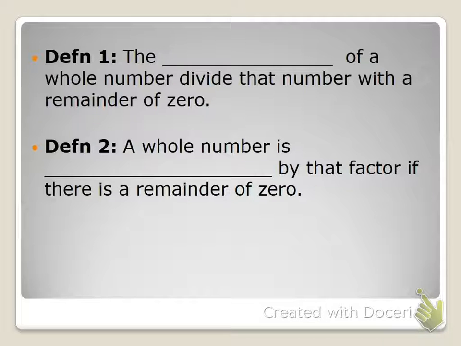I feel like this one's misworded a little bit. The blank of a whole number divides that number with a remainder of 0. So the factor, there's an S missing. The factors of a whole number divide that number with a remainder of 0. So to be a factor, you need to divide with a remainder of 0. Divide into it evenly, sometimes we say.